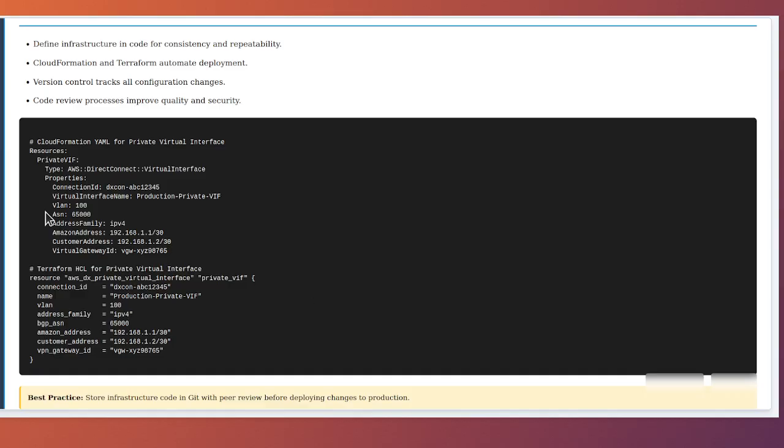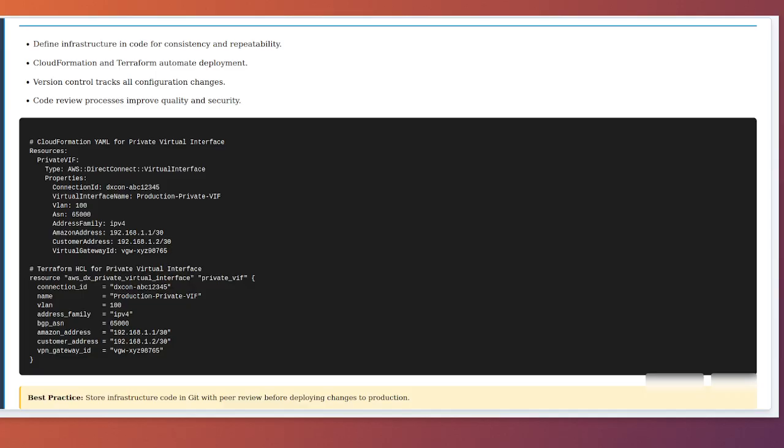Once you have defined this template, you use the AWS CloudFormation CLI or console to create a stack from the template. CloudFormation reads the template and makes the necessary API calls to create the virtual interface with the specified configuration. If you need to update the configuration later, you modify the template and update the stack.